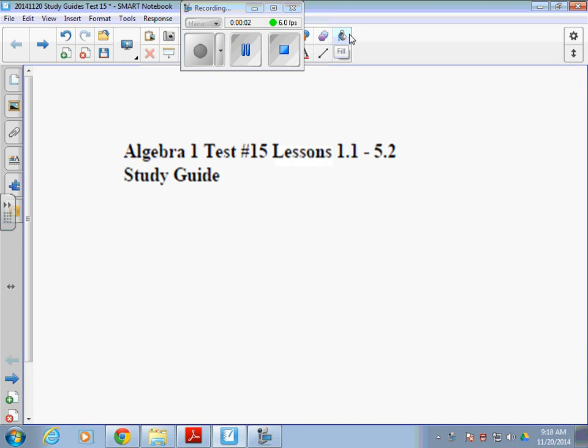This is Algebra 1, test number 15. We got through lesson 5.2, where we were writing equations given a slope and a point. Test number 15 study guide.